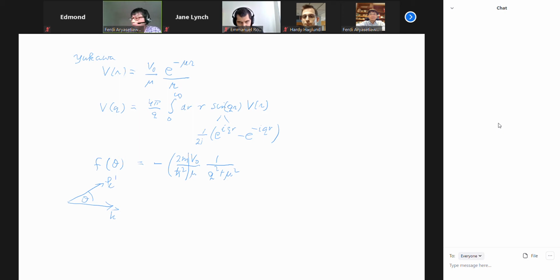Actually, it has an interesting connection to the well-known Rutherford scattering formula. This gives me, yes, let me see, what am I doing here? Okay, so my notes are a bit messy here.